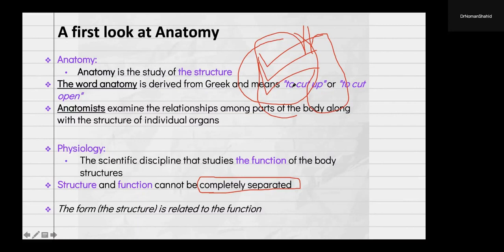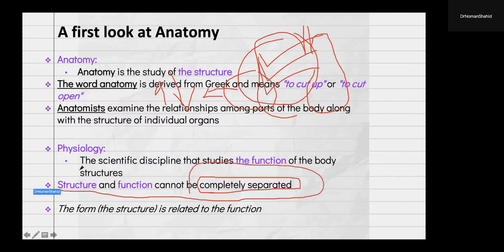And then we say, okay, we know the structure now. Now, what does this thing do? This alveoli, after knowing the structure, we know the function of this is exchange of gases, between the blood vessels and epithelium. So that's why structure and function cannot be completely separated and cannot be studied separately. Whenever we talk about structure, we talk about function. Whenever we talk about function, we talk about structure.